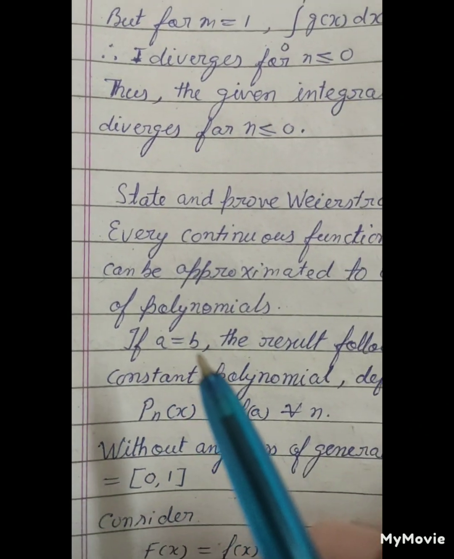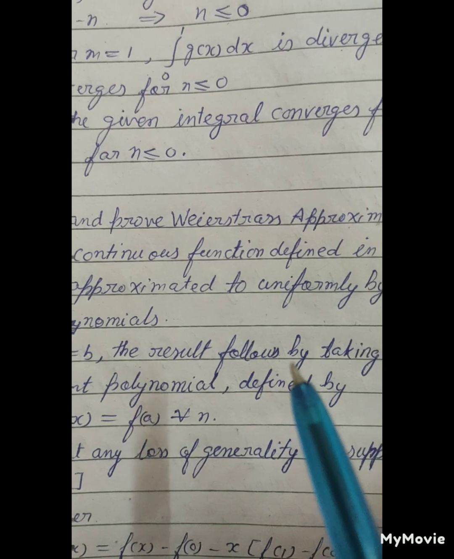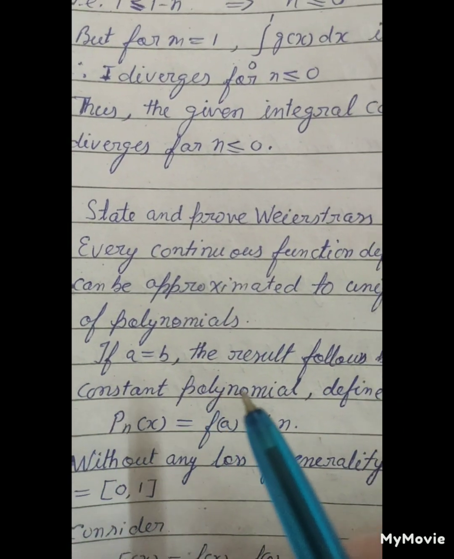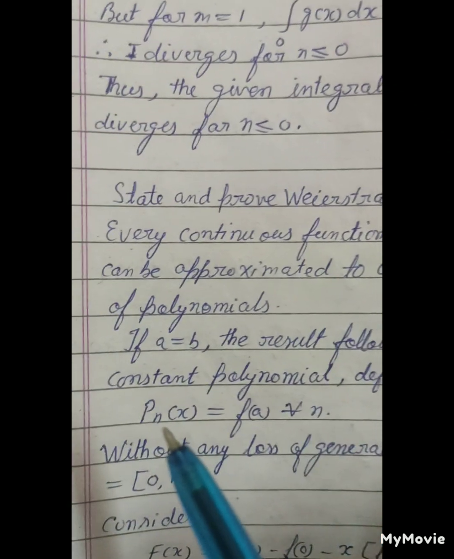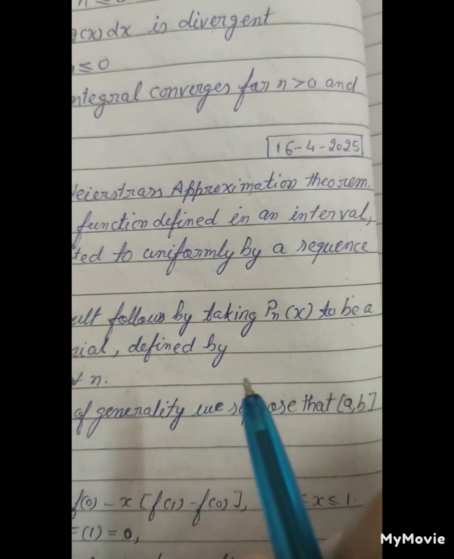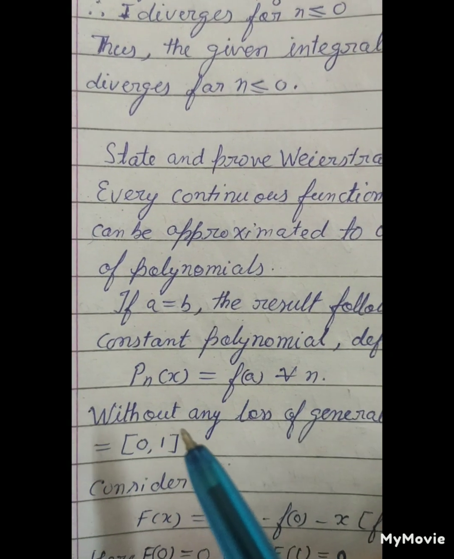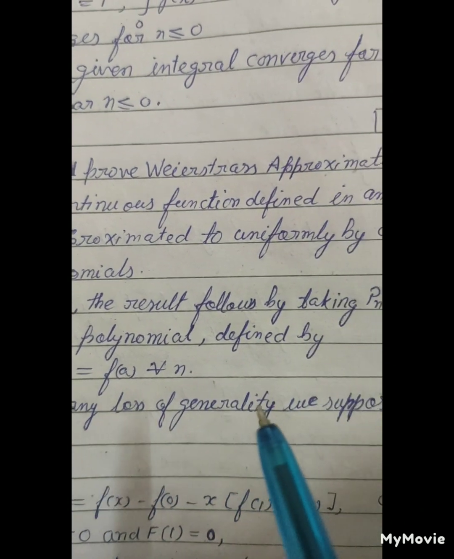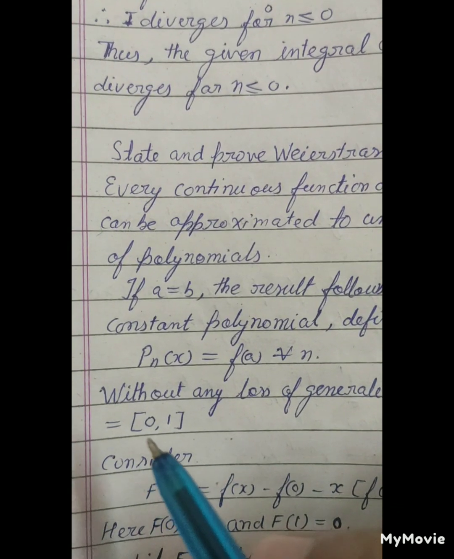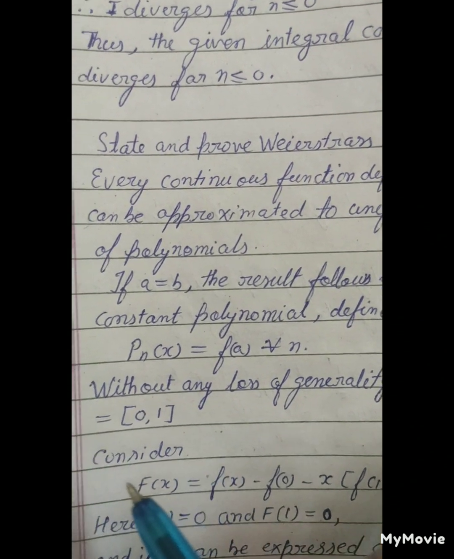Now the proof. If a equals b, the result follows by taking P_n(x) to be the constant polynomial defined by P_n(x) equals f(a) for all values of n. Without any loss of generality, we suppose that the closed interval [a, b] equals the closed interval [0, 1].